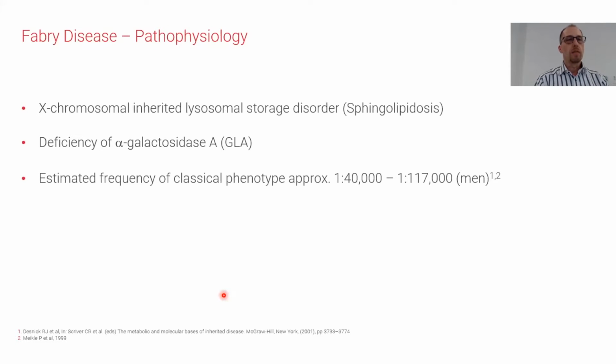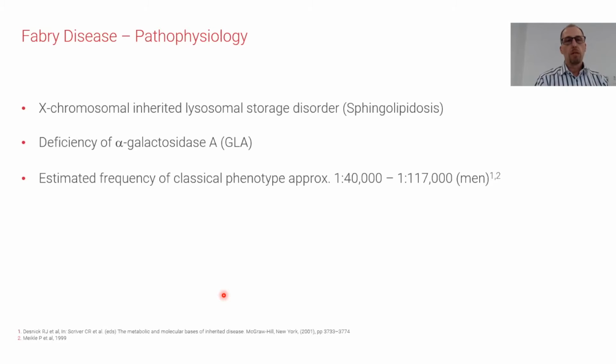Fabry disease is an X-chromosomal inherited lysosomal storage disorder belonging to the group of sphingolipidosis. Through pathogenic variants in the GLA gene, it leads to a deficiency of a certain lysosomal enzyme called alpha-galactosidase A. The frequency of this rare disease can only be estimated, it's said to be approximately 1 in 40,000 to 1 in 100,000 for classical male patients.